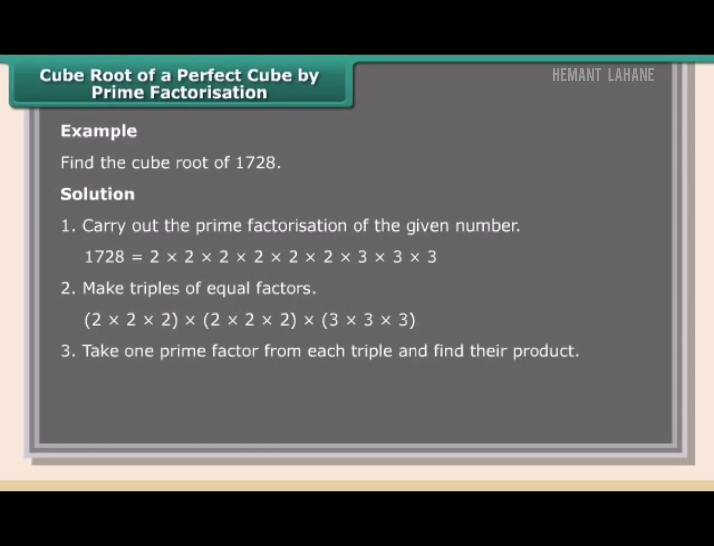Take one prime factor from each triple and find their product. 2 into 2 into 3 is equal to 12. 12 is the required cube root, that is, cube root 1728 is equal to 12.